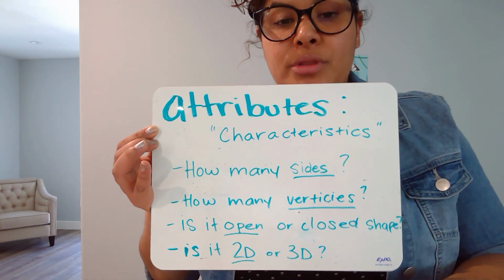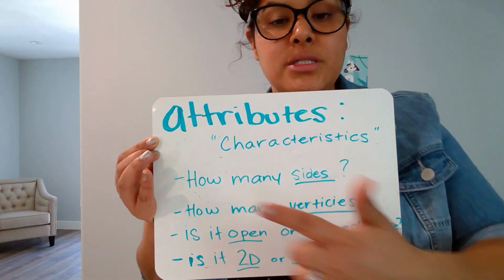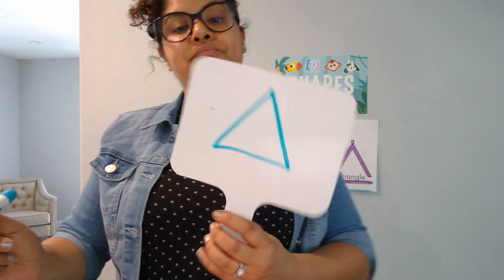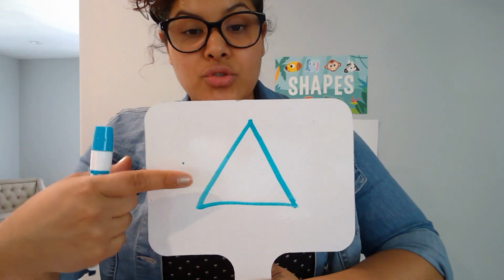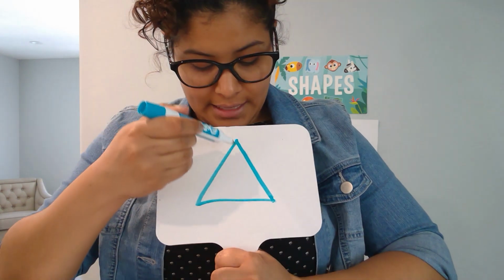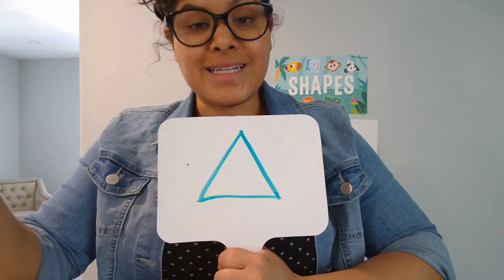Another attribute that we want to talk about is how many vertices or how many sides, and those really go together. Today we're going to be talking about this shape here, which is a triangle. Now this triangle has a line that we call a side.